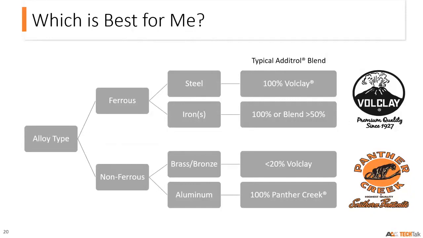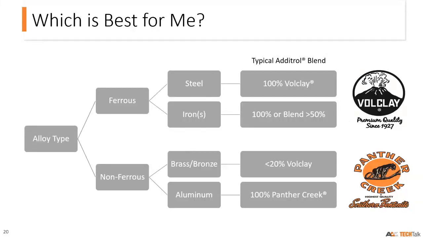All right, which is best for me? In a ferrous application like steel or iron, you would most commonly see 100% ball clay Western bentonite. And as you saw, in most iron shops in North America you do see 100%, but most of the time a blend, depending on the type of molding that's going on. In non-ferrous applications like brass and bronze, you would typically see less than 20% of ball clay, and a lot of times we see just 5 to 10% levels. And in aluminum, it's typically 100% Southern bentonite or Panther Creek Southern bentonite.